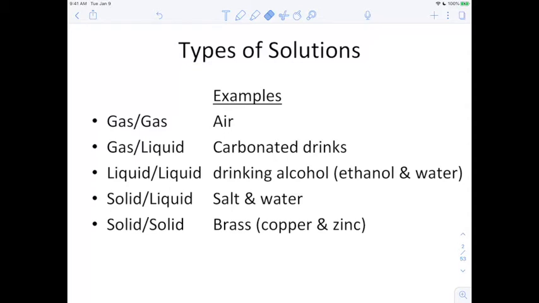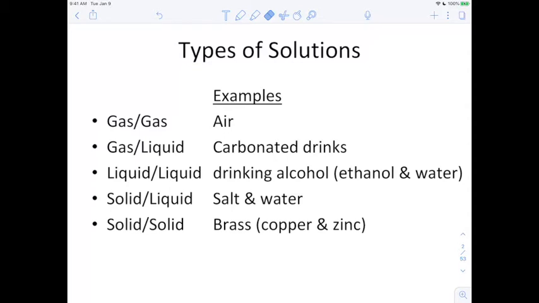Next up, gases and liquids can make a solution together, and every one of your carbonated drinks has that. The carbonation comes from CO2 gas that is mixed in there, and the liquid, usually that is coming from water, so those are usually water-based or aqueous solutions.